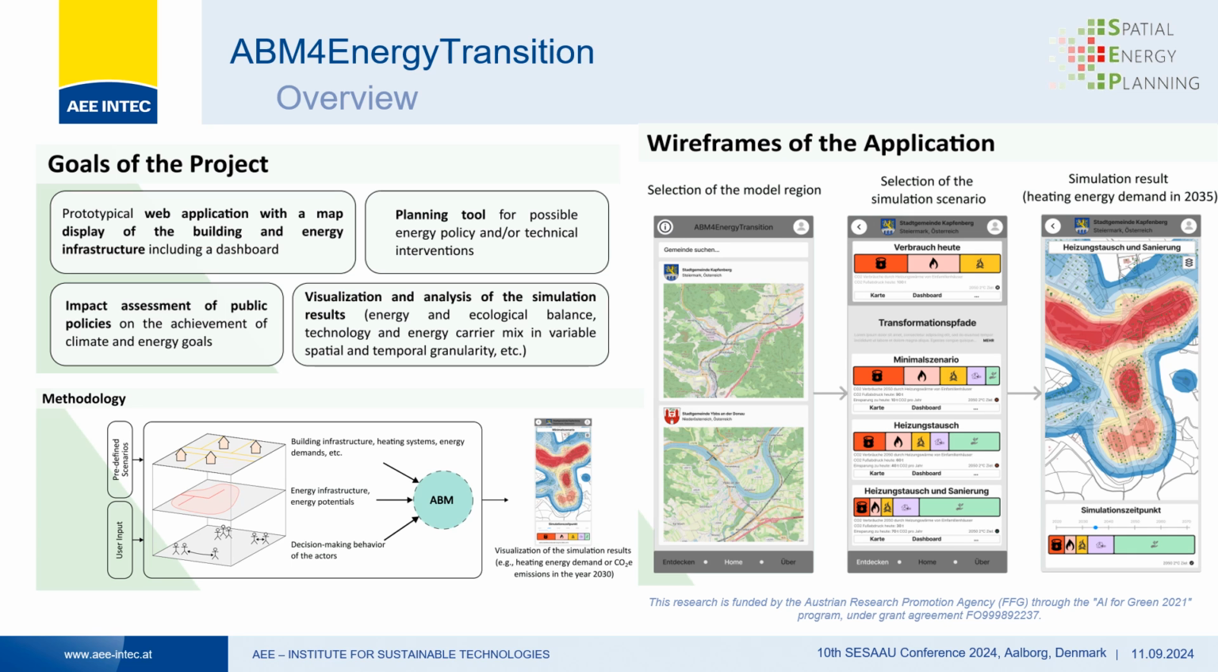The outcome is a map-centered web application with a dashboard presenting the ABM results. This allows users, for example, from public authorities or energy planners, to explore the impact of different energy policies and technical interventions. The dashboard provides insights into key metrics such as energy and life cycle assessments, technology adoption trends, or the distribution of heating supply technologies with adjustable spatial and temporal resolutions.